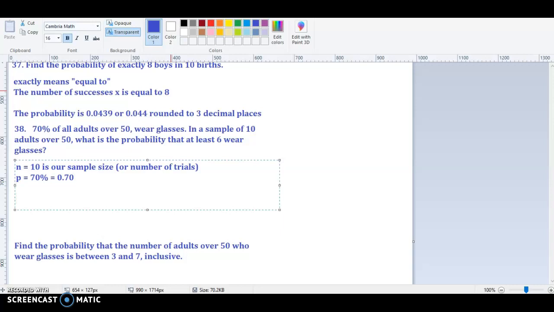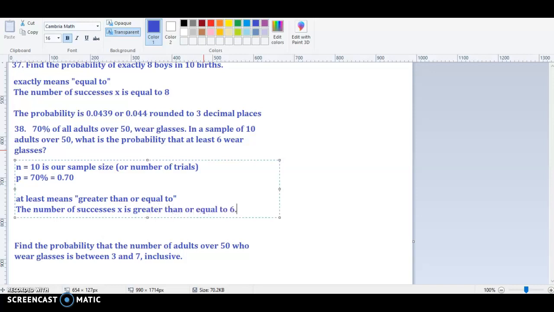We're looking for at least 6. The words at least mean greater than or equal to. So the number of successes, x, is greater than or equal to 6.